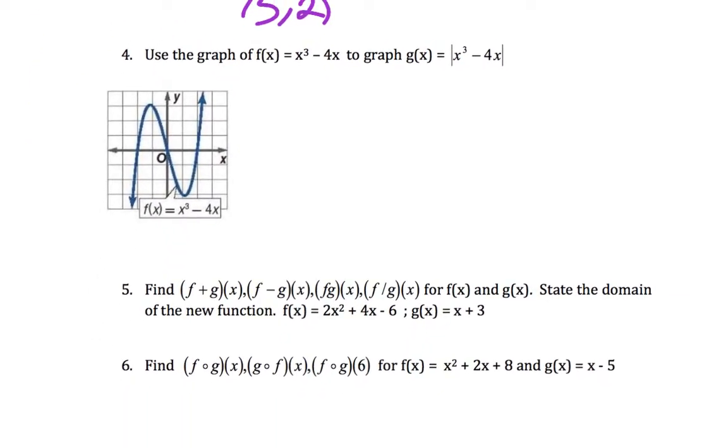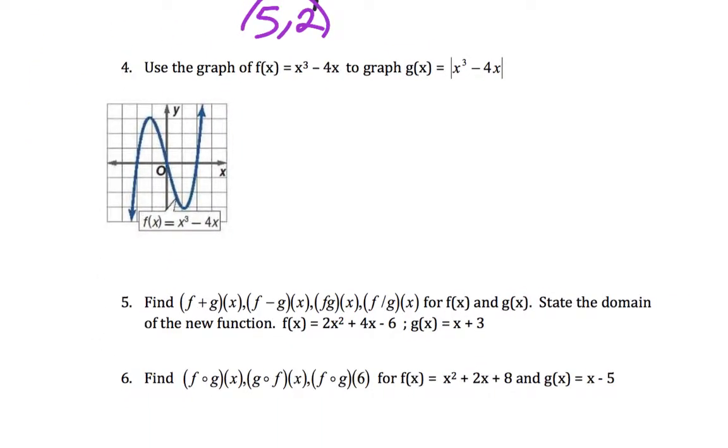Alright, number 4. This one's going to be a little easier. It says use this graph right here in the picture to graph this. So absolute value, it's around the whole thing and not around just the x. Since it's around the whole thing, it's going to be a reflection over the x-axis because it's a vertical reflection, of anything underneath is going to go and flip up. So notice this is 1, 2, 3 down, so I'm going to go 1, 2, 3 up, and then draw up here.